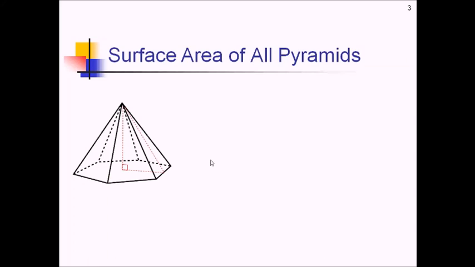Let's begin by talking about pyramid surface area. So there is a surface area formula on the MCAS formula sheet for square pyramids, but not hexagonal pyramids and any other kind of pyramid. Let's do a general formula first here.